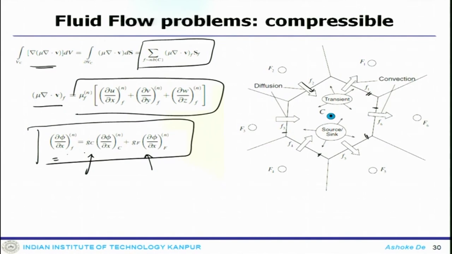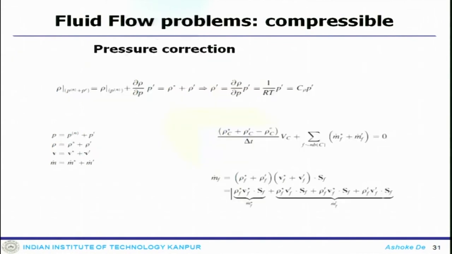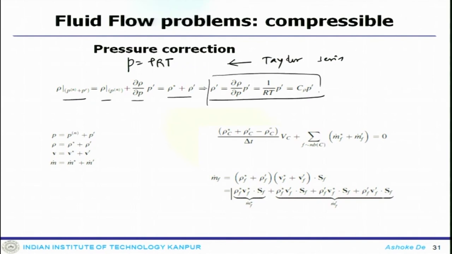Now, how would you derive the pressure correction equation? The first equation we start with is P equals rho RT, and if you use a Taylor series to expand rho, then you write rho equals rho star plus rho prime, where rho prime becomes Cp like this. Similarly, you have the corrections of the velocity and pressure field: the previous pressure plus correction, density, velocity, mass flow rate. When we looked at the incompressible case, we did not bother to look at the corrections of the density. Now, we need the corrections of the density and all of this.